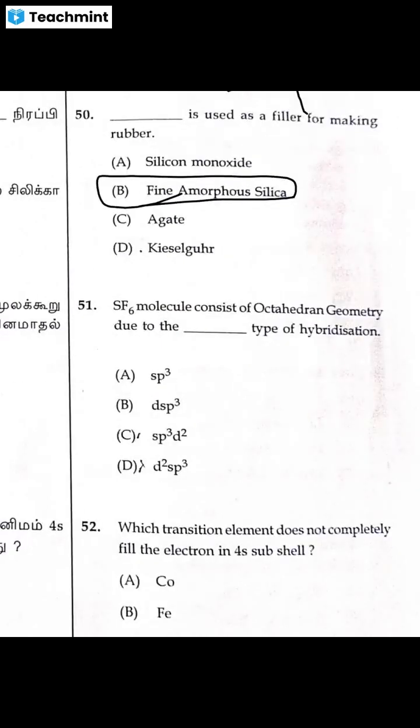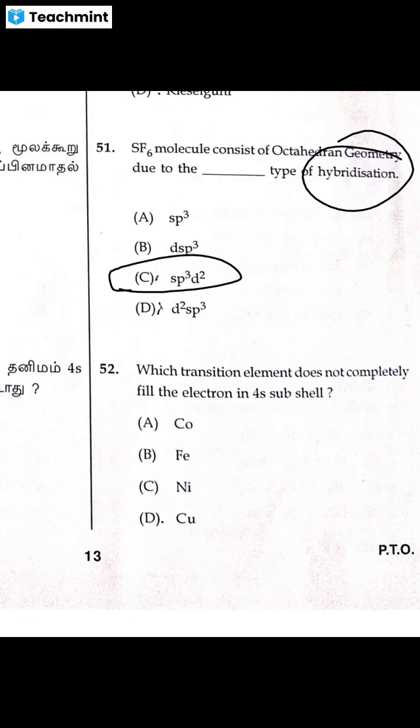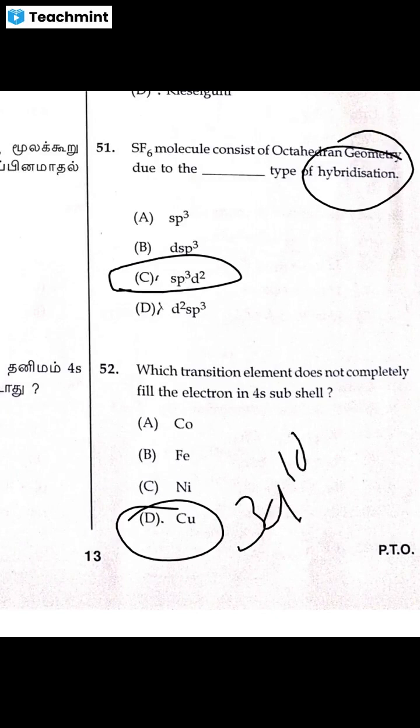SF6, dash type of hybridization, that is sp3d2 hybridization. There are unpaired electrons in the outermost shell, it contains s2p4 configuration. So when it is s2p4 configuration, it has 6 unpaired electrons, therefore this is the sp3d2 configuration. Then does not completely fill the 4s electron. That is copper, it does not completely fill up the 4s orbital. This is 3d10 4s1. So option D is the correct answer.